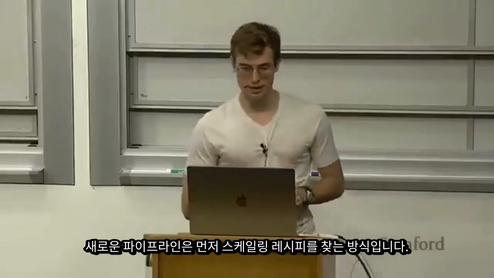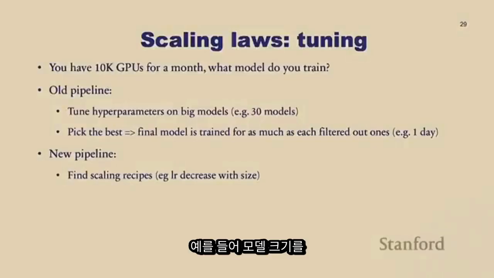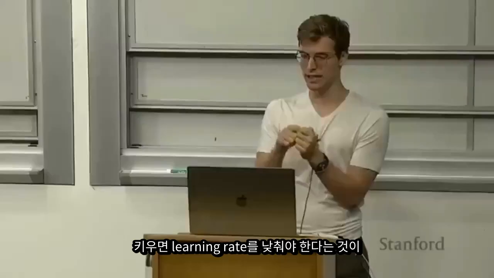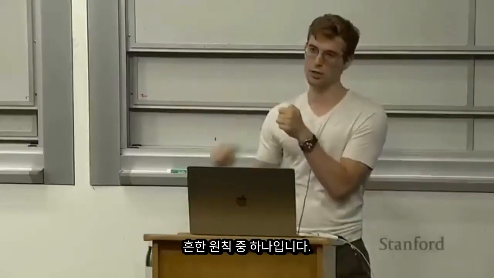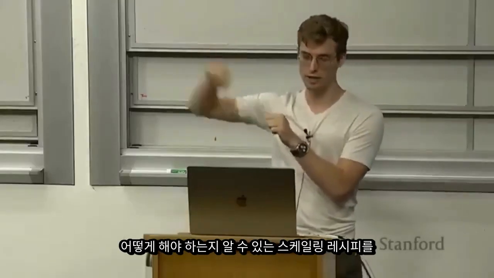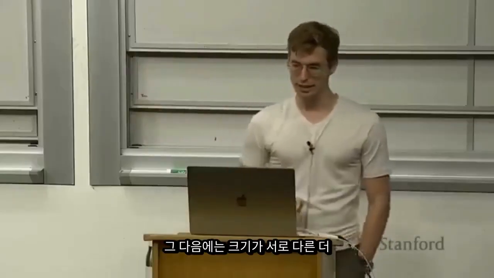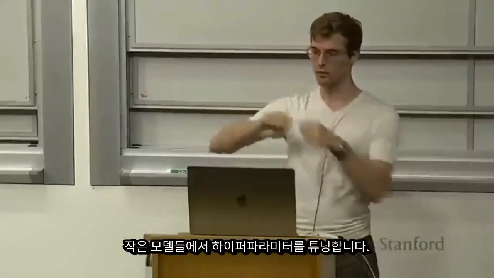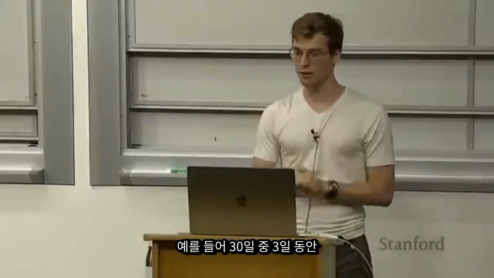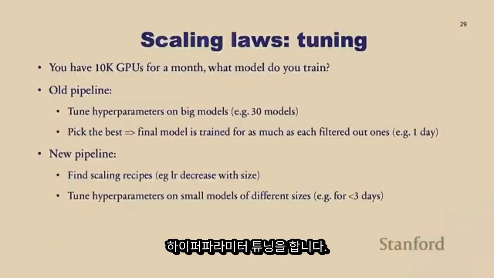The new pipeline is that you first find a scaling recipe. So you find something that tells you, for example, one common thing is that if you increase the size of your model, you should decrease your learning rate. So you find a scaling recipe such that if I increase the size of my model, here's what I should do with some hyperparameters. Then you tune your hyperparameters on smaller models of different sizes. Let's say for 3 days of my 30 days, I will train many different models and do hyperparameter tuning on these small models, each of different sizes.